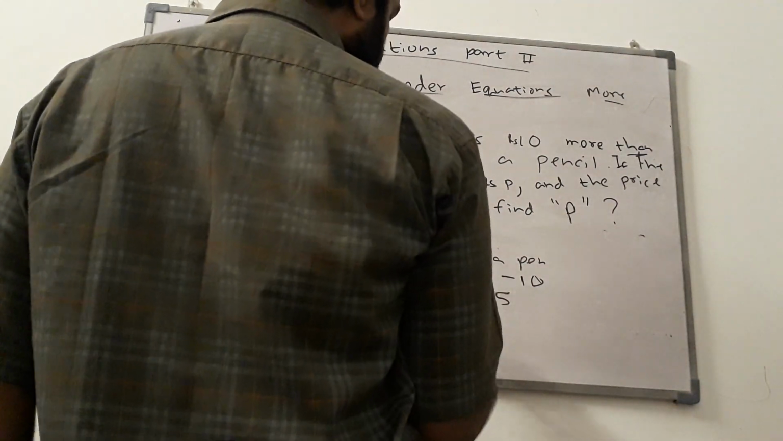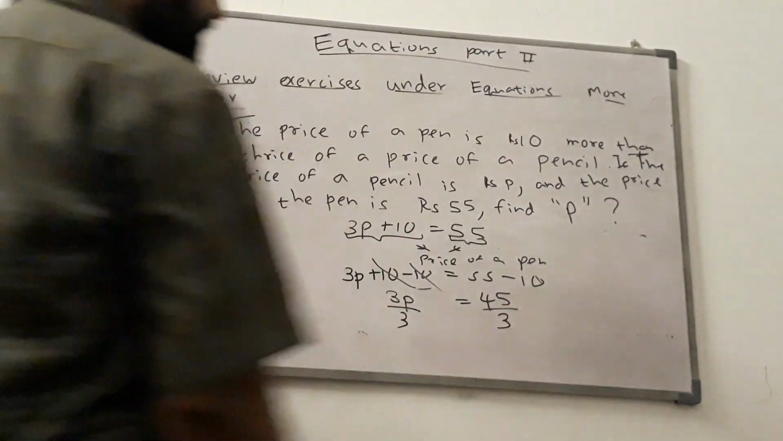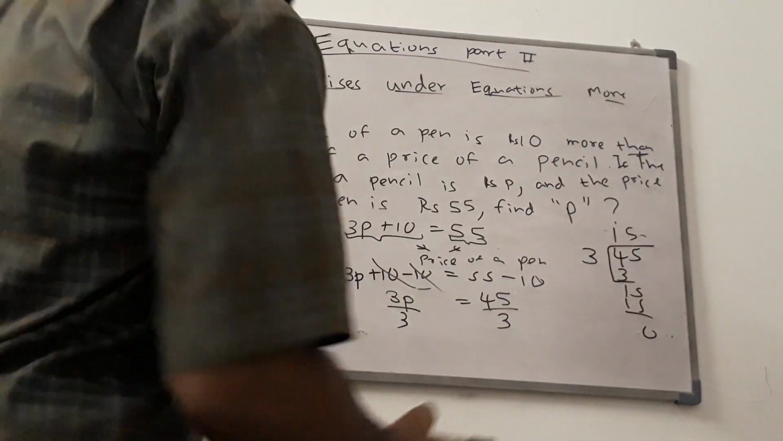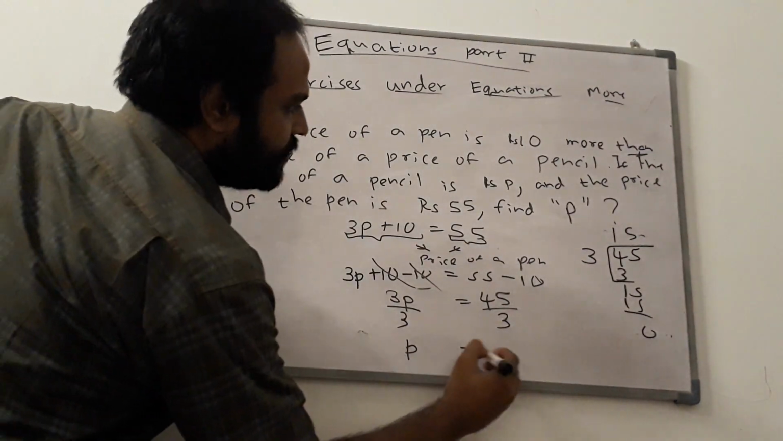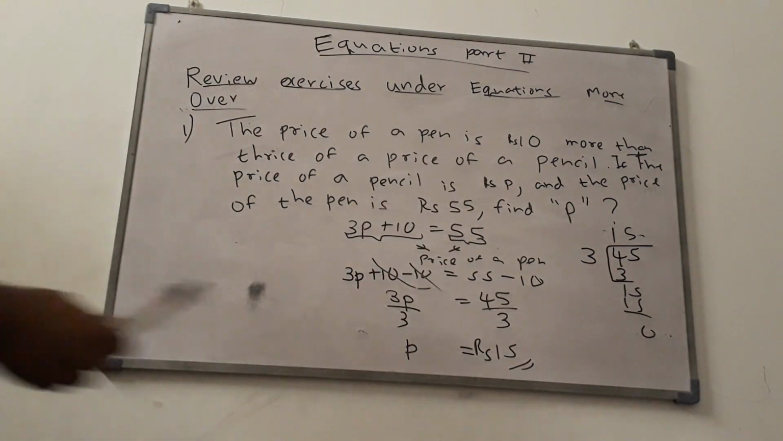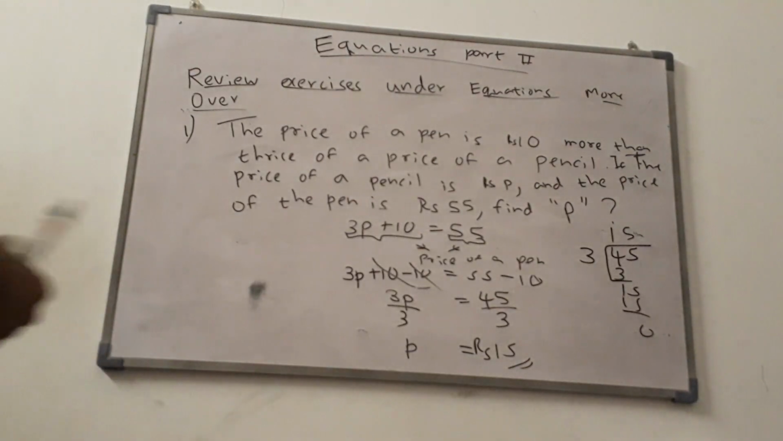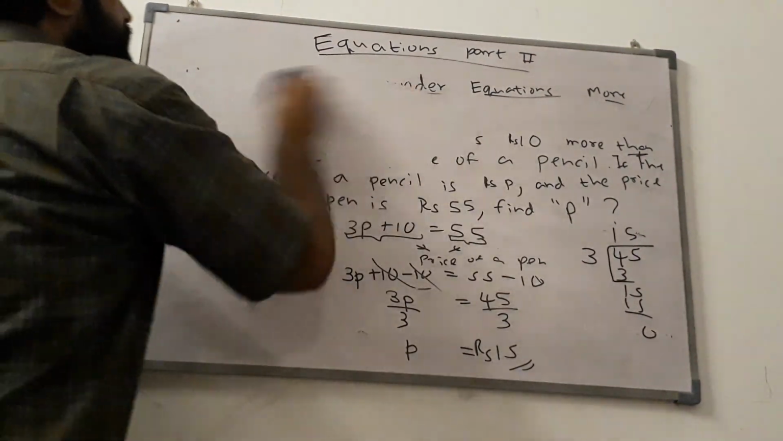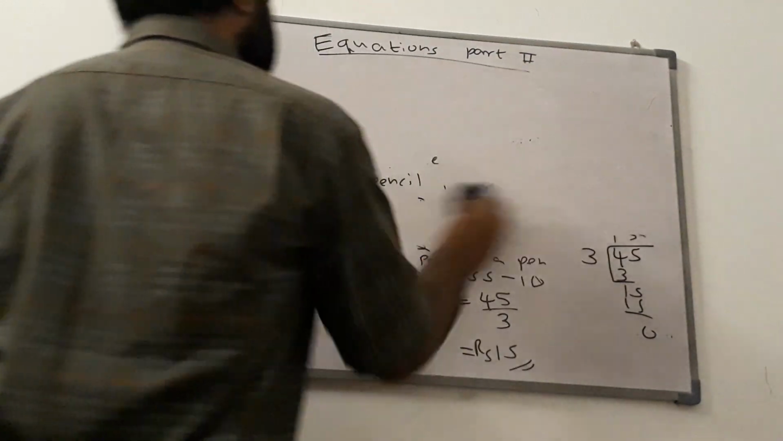So when we divide the left hand side by 3, we have to do the same thing to the right hand side. So when we divide 45 by 3, 3 times 5 is 15. So the price of a pencil is actually 15 rupees. When we divide 45 by 3, we get 15. So the price of a pencil is 15 rupees. Okay, let me try the second question now.